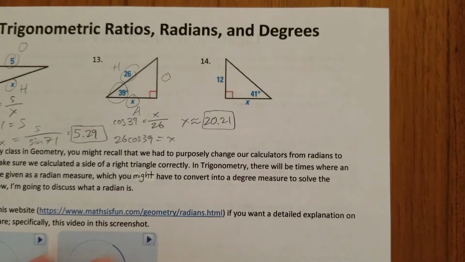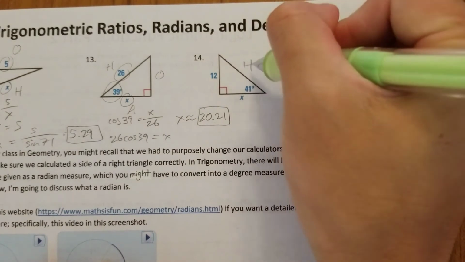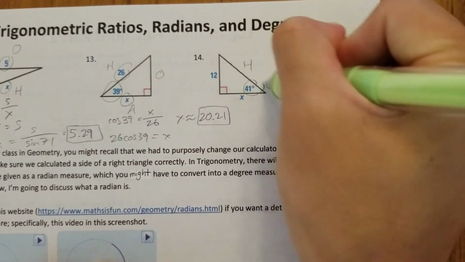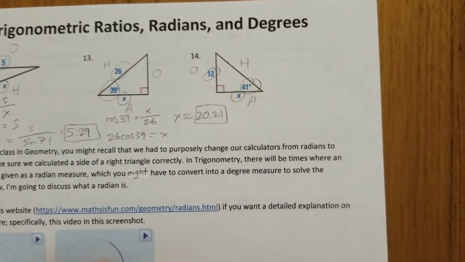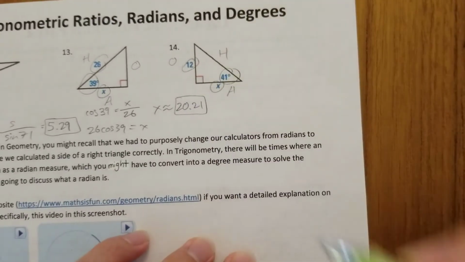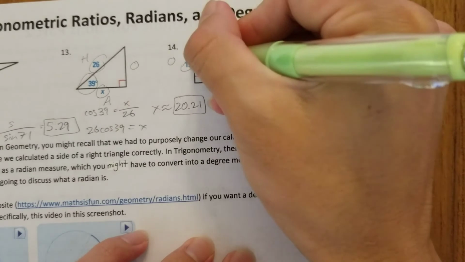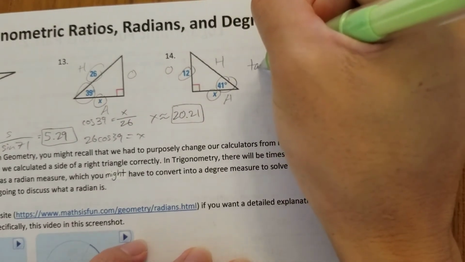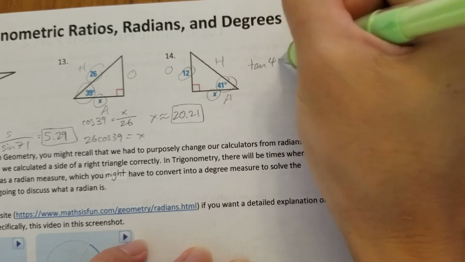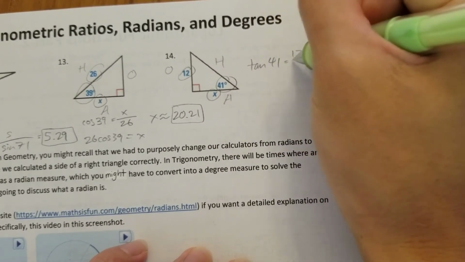Last one. The long side is the hypotenuse, and the other sides depend on which angle you're focusing on. Pick one angle and look. There's one side that's the opposite, and you can clearly see that there is also an adjacent side. Now opposite and adjacent are used, so we know that we're going to use tangent. Tangent of 41 equals 12 over x.